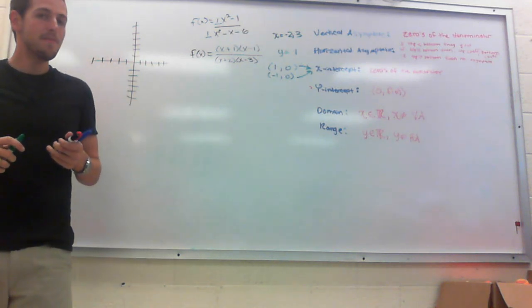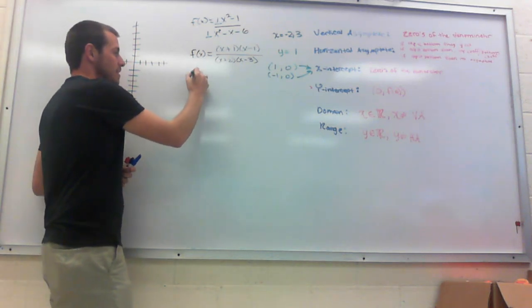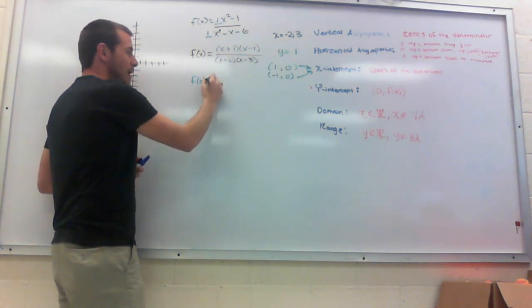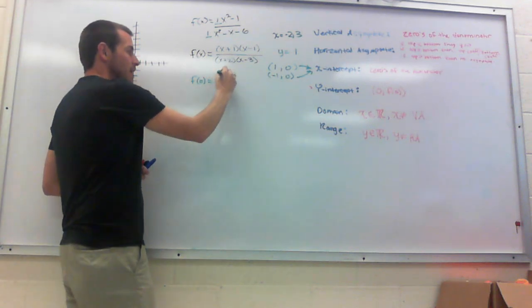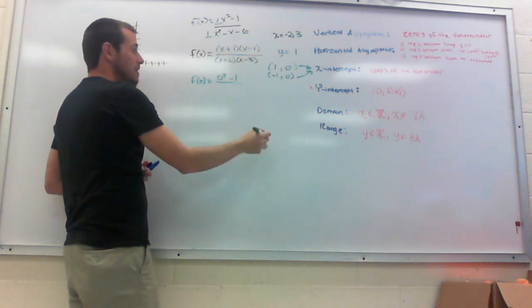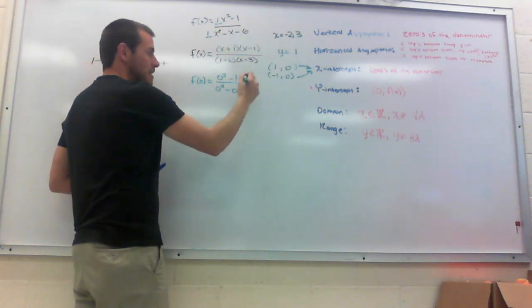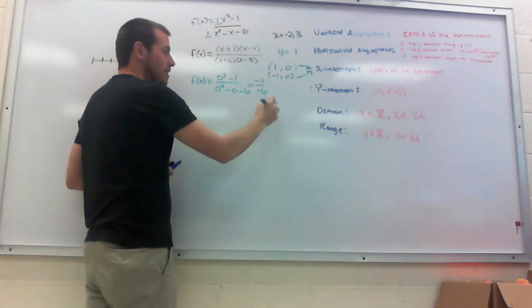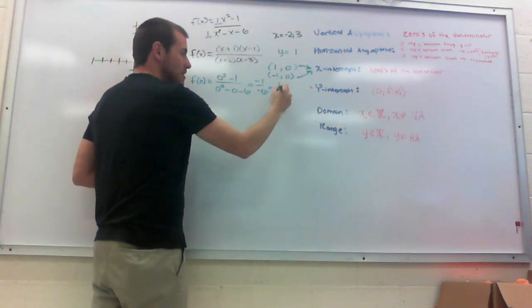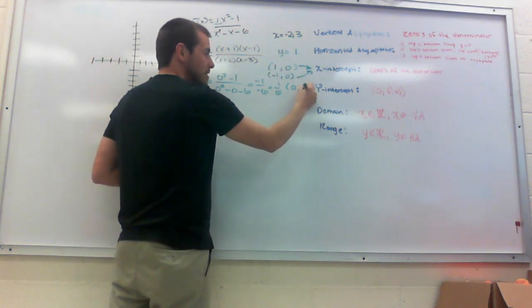My y-intercept, I need to find f of 0. So we're going to find f of 0 by plugging in a 0 into x. On top, that's 0 squared minus 1. On bottom, that's 0 squared minus 0 minus 6. Simplifying on top and bottom, looks like -1 over -6, which is just 1/6 simplified. So our y-intercept is (0, 1/6).